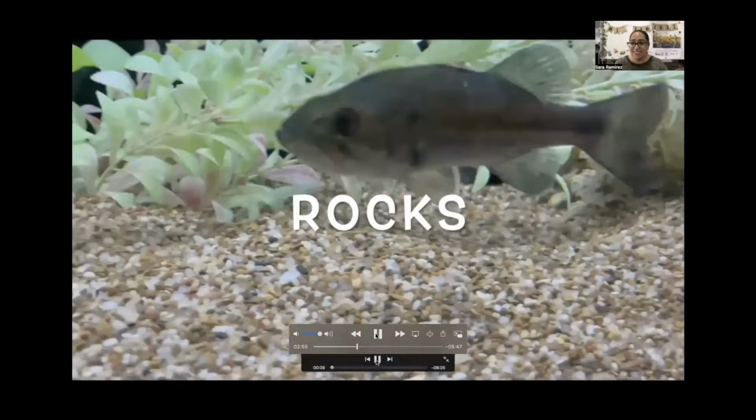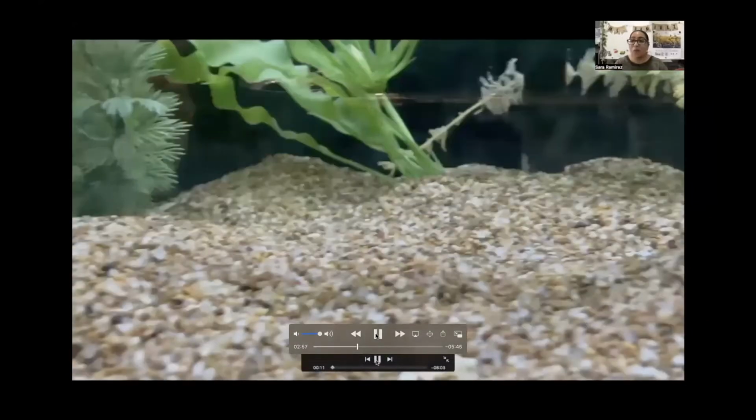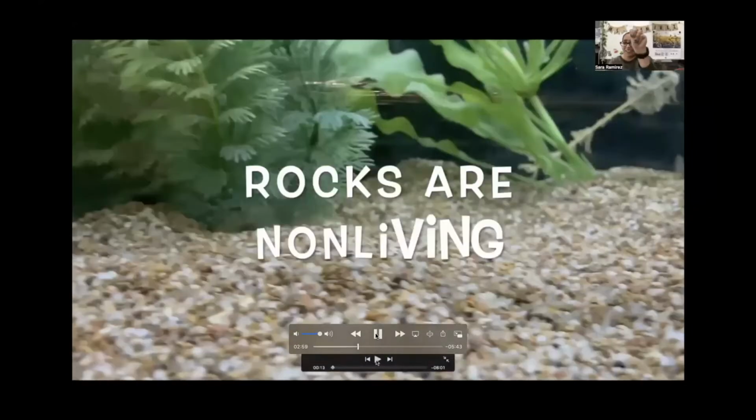And hopefully you guys said that rocks are non-living. So you guys should have a fist. And by the way, this is actually American Sign Language for the letter N. So N stands for non-living.